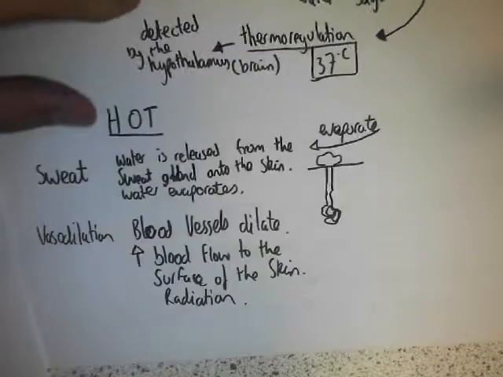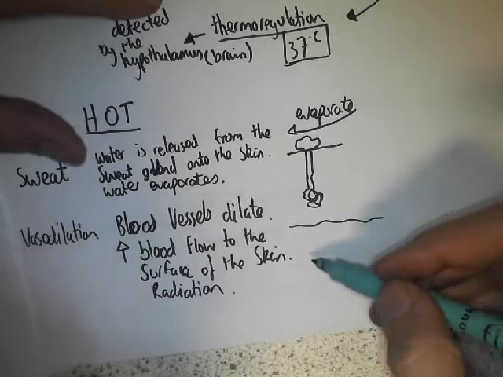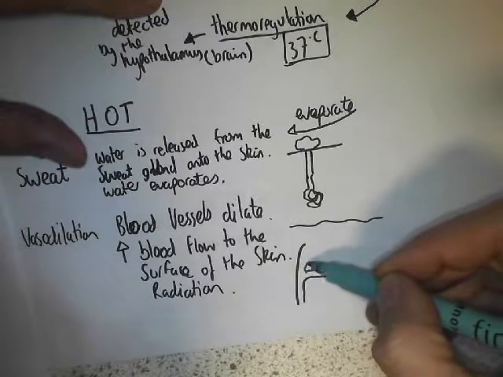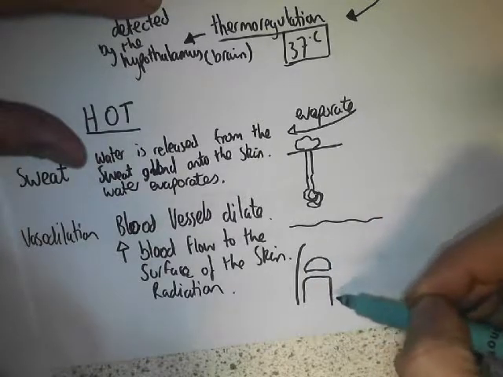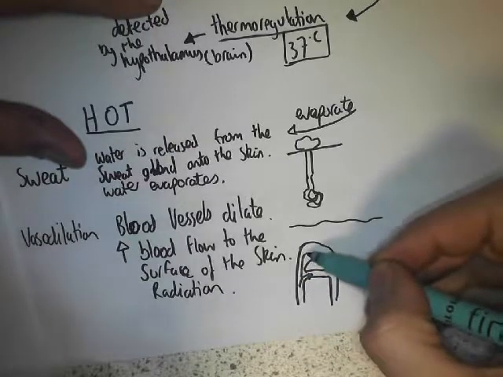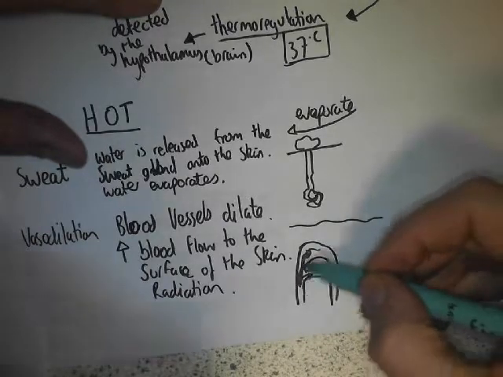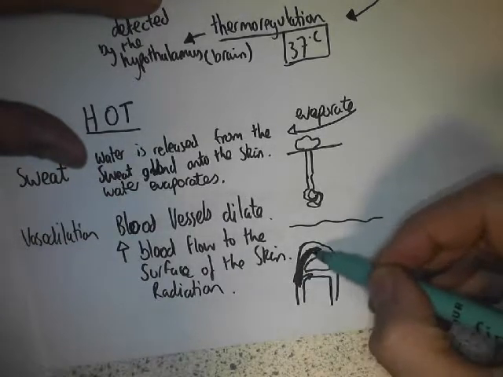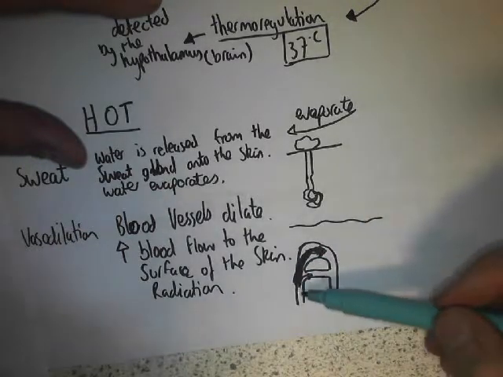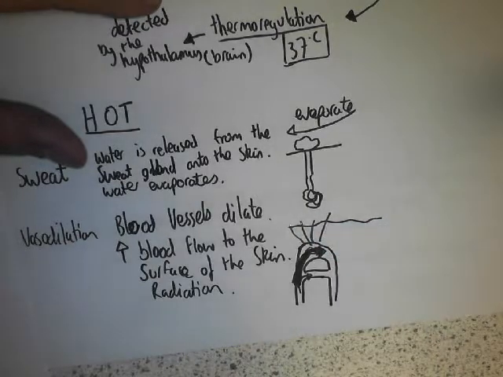And how does that look in a diagram? You've got your skin again. You've got your blood vessels like this. The blood has got two routes. It can go that way or that way. So when you're hot, your blood is allowed to go to the surface. So it dilates, and it gets wider. So all the blood goes to the surface of the skin. Through radiation, heat can be lost like that.